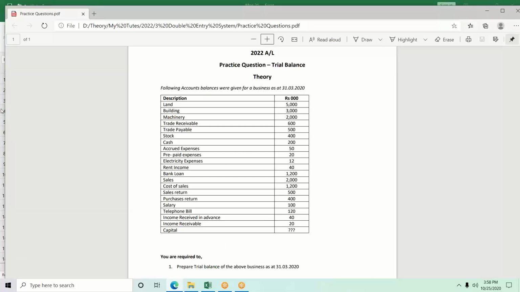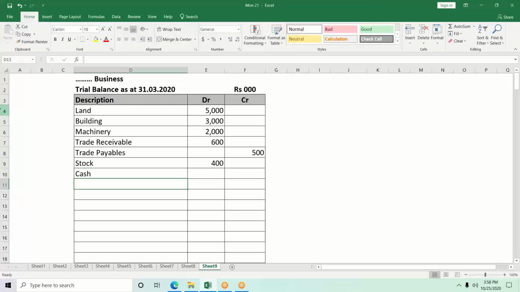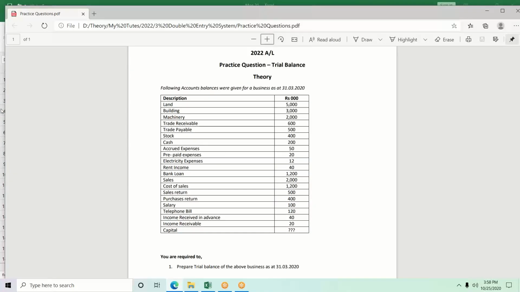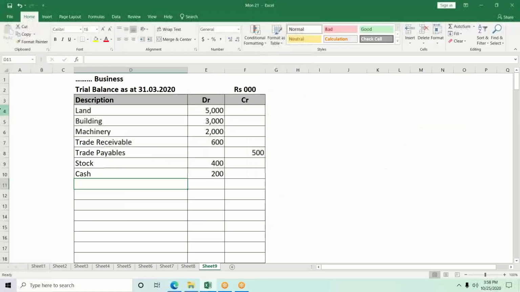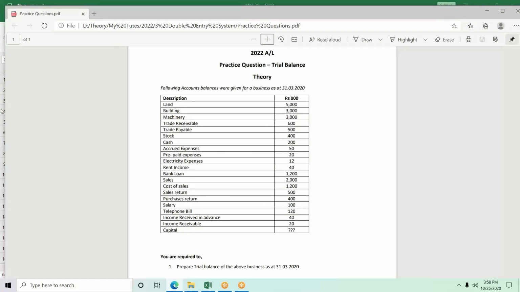Cash balance is 200. That is also a debit balance. Accrued expenses rupees 50. The accrued expenses have a credit balance, so you need to bring it forward from the credit side. Accrued expenses are the expenses which you have not paid on time. So it's a liability till you settle it. Liabilities are recorded on the credit side of the trial balance because they have a credit balance.